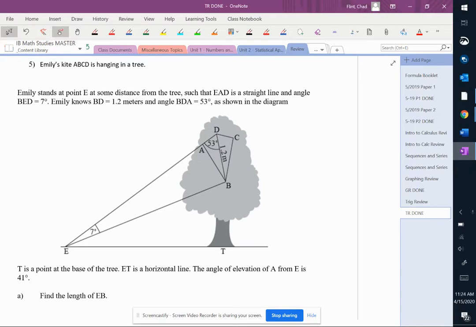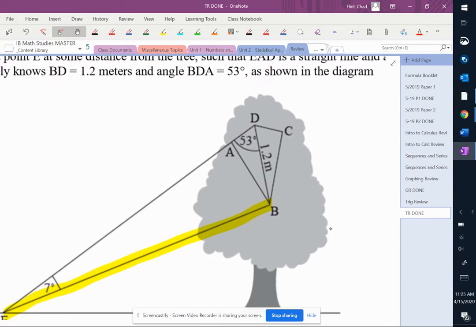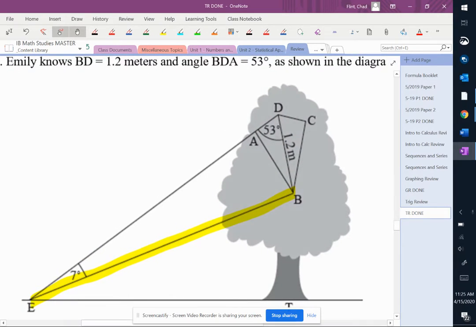This one's got some more different pieces to it in terms of finding some angles. So let's be real careful what we got going on here. It says find the length of EB first. So EB is here, and I'd really like EB to be inside of a triangle that I know some information about. It's in a few triangles. The best triangle to use is going to be this one here.